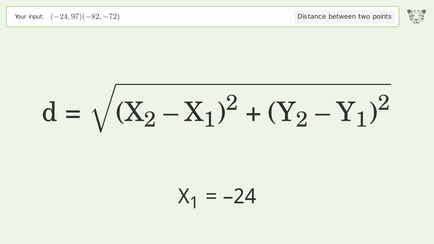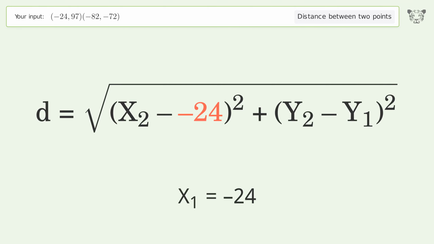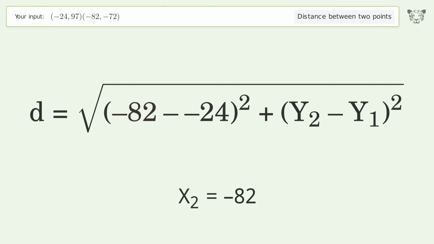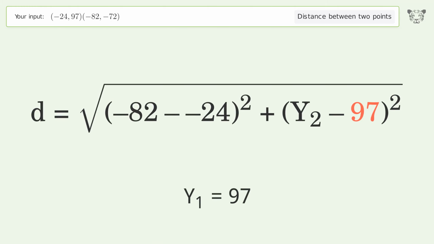x1 equals -24. x2 equals -82. y1 equals 97. y2 equals -72.